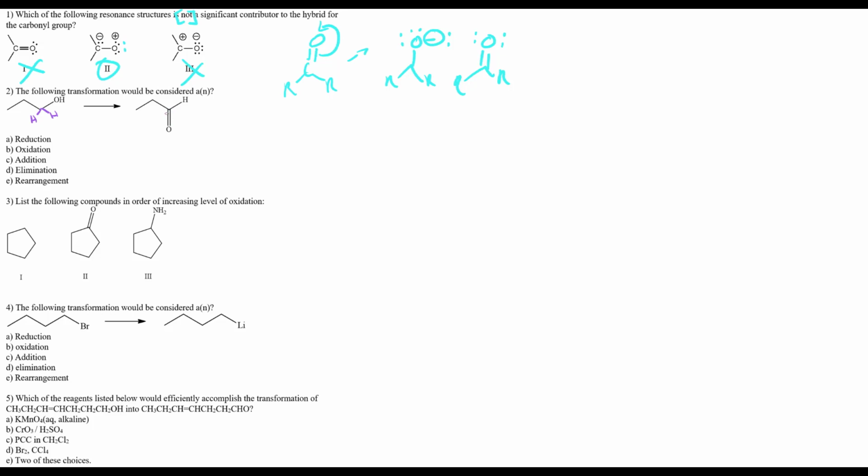Well, let's see. It has 3 bonds and another bond to hydrogen. So it has 4 bonds, one of them being a hydrogen. So it only has 1 hydrogen. So overall, we actually lost a hydrogen. So what is that? Technically that's considered an oxidation. So B would be correct. Therefore, lose H, you are oxidized.